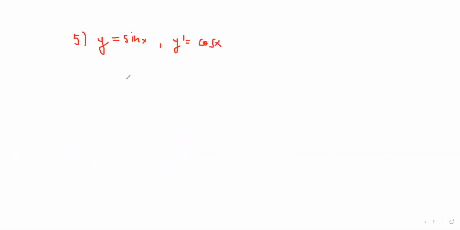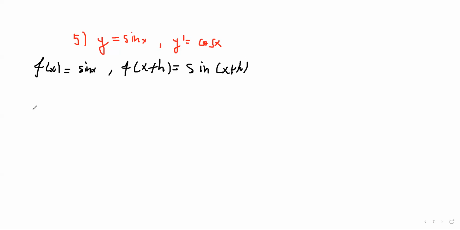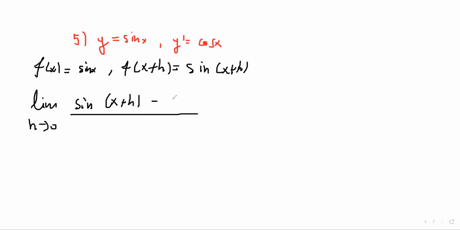Now let's do the last one, which is also widely used, the trigonometrical function sine x. So again, f(x) is sine x here, and f(x plus h) is sine of x plus h. The rest is to place everything here. Limit h tends to 0, sine of x plus h minus sine x, divided by h.